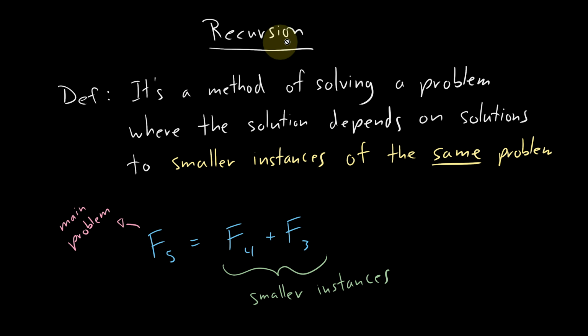So yeah. And then to summarize, recursion is a method of solving a problem where the solution depends on the solutions to smaller instances of the same problem. So for example, in our case, in Fibonacci, F5, that's our main problem. This is the problem that we're trying to solve. And then it depends on the smaller instances because this is f of 4, 4 is smaller than 5, f of 4 and f of 3, these are the smaller instances. It depends on the solution of the smaller instances, which is f of 4 and f of 3 of the same problem. And it's the same problem because they are both f's, which is the problem of Fibonacci.